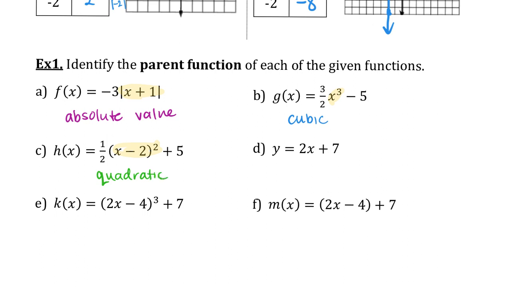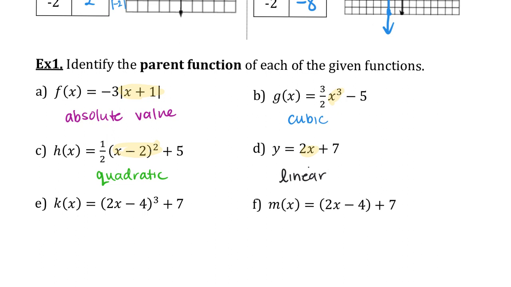Okay, D. y equals 2x plus 7. What are we doing to the x? We're timesing it by 2. We're not squaring it. We're not doing anything. Technically, the exponent on it is a 1. This is linear. Also, if I graphed it, I could graph it. The y-intercept is 7. The slope is 2.